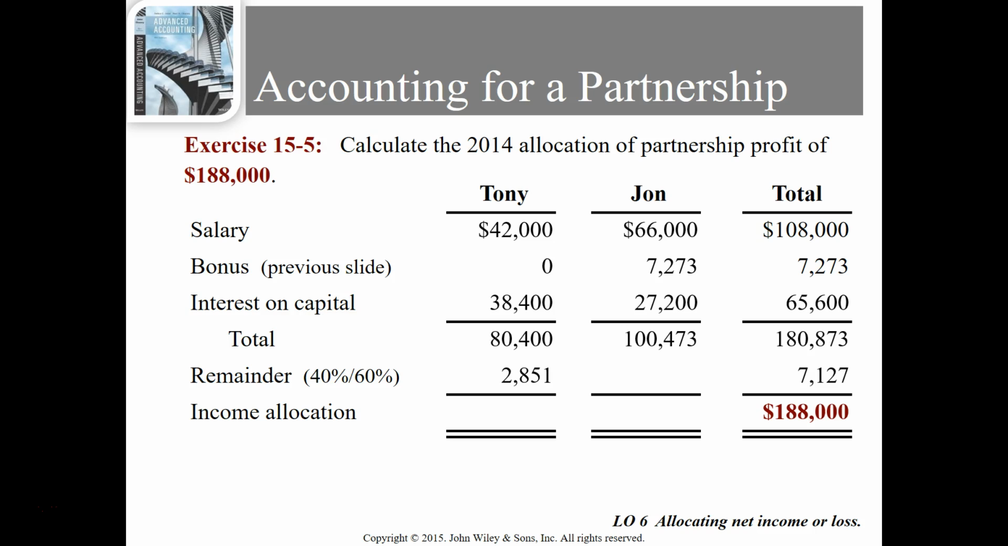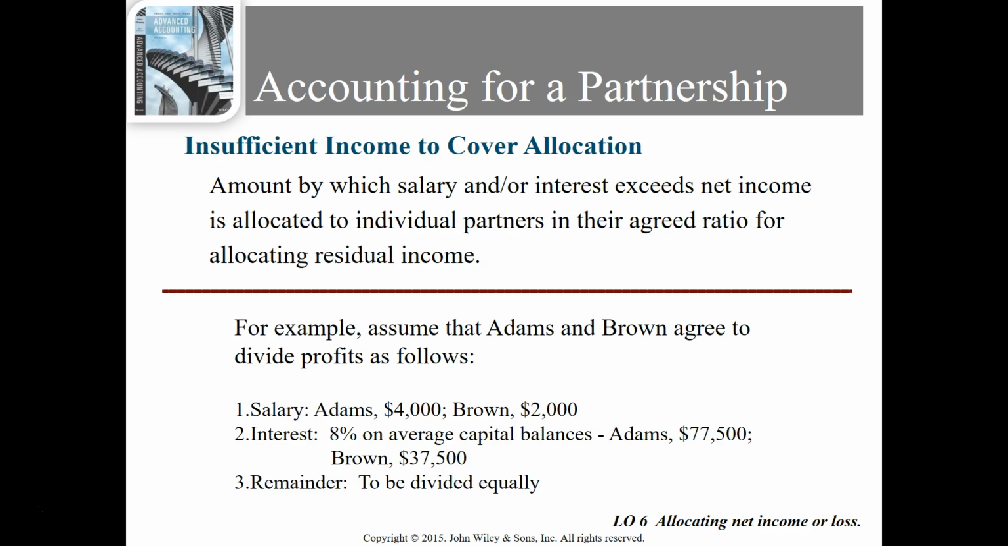The 7,127 is split between the two partners in the 40-60 ratio. So for the year 2014, Tony's going to get 83,251 allocated to his account, and John 104,749.